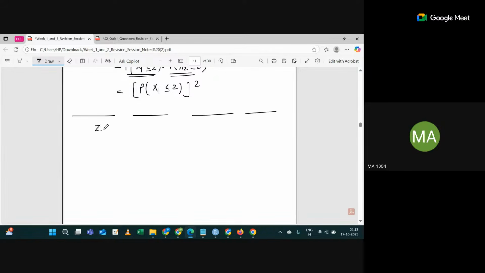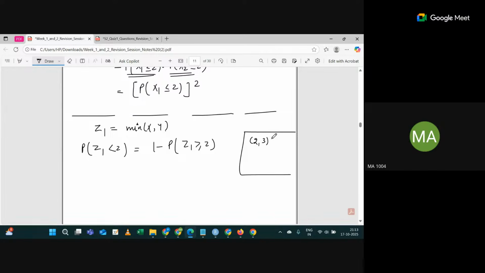Suppose I'm taking z1 defined as minimum of x comma y, and you have been asked z1 is greater or equal to some z. Then what you have to do is convert into the greater or equal to sign if the minimum is given to you. Why? What is the minimum of 2 comma 3? Can I write this is greater or equal to 2? Yes, because 2 is greater or equal to 2 and 3 is greater or equal to 2. That's the key idea.